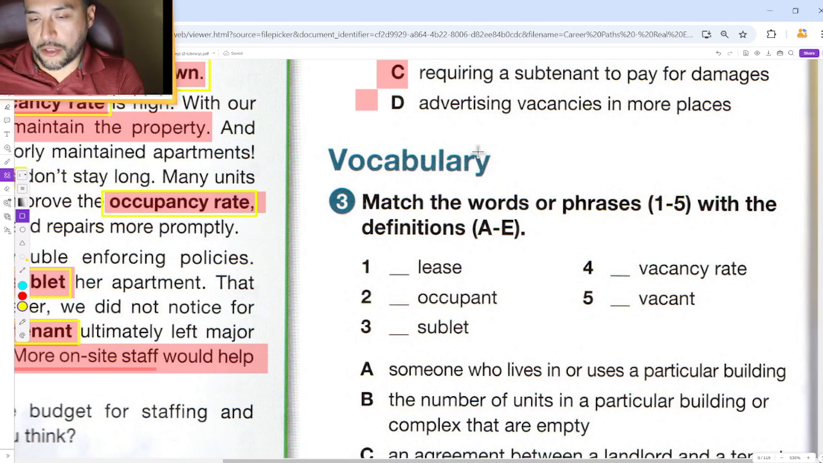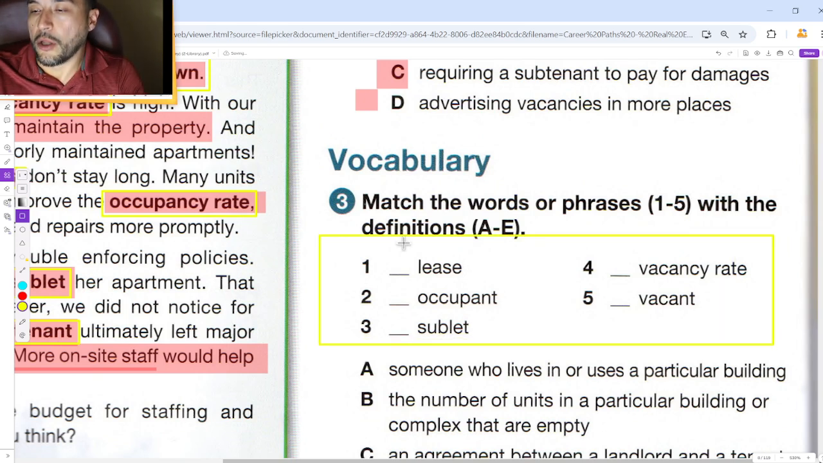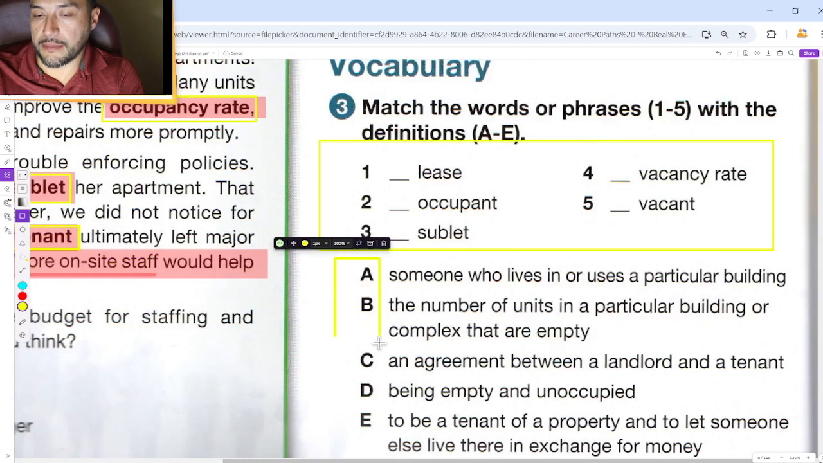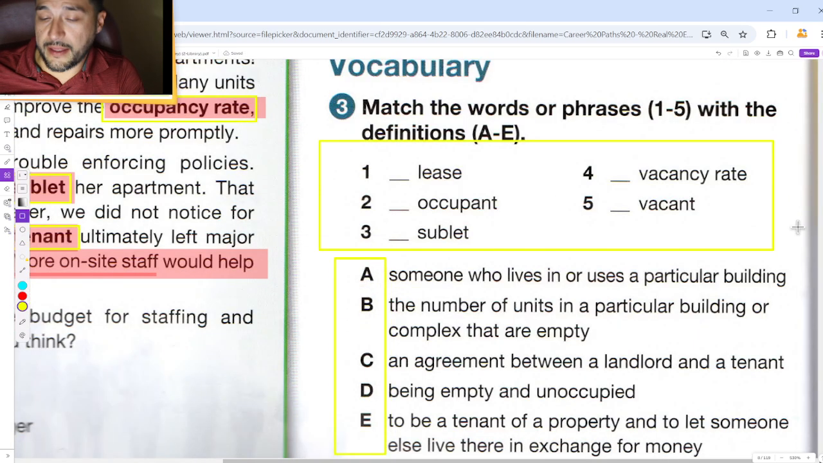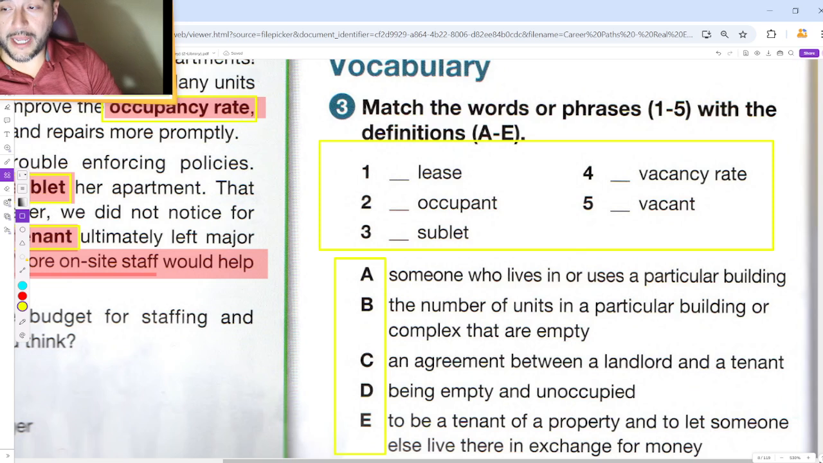Vocabulary. Number 3. Match the words or phrases 1 through 5 with the definitions A through E. Guys, remember that the definitions are straight from the dictionary. So I recommend taking this vocabulary list and going over the list with your dictionary. I recommend the Cambridge Dictionary or dictionary.com or just the Google Dictionary.